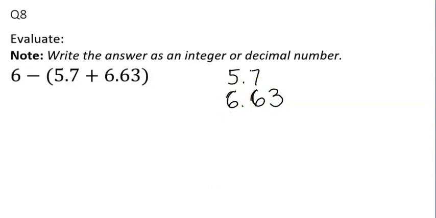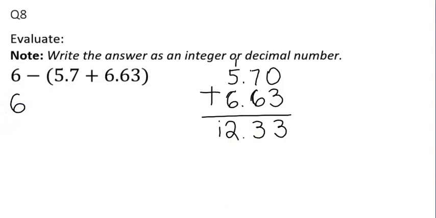Remember, in addition and subtraction the decimals must align. If you don't, you're going to add ones with ones, tens with tens, and so forth. When I don't have a number in that position, what do I do? I fill with a 0. Now I do my addition, because this parenthesis tells me to add. So I have 3 here, 13 here. Now I have 12. This is 12.33. Now I'm going to do 6 minus 12.33.